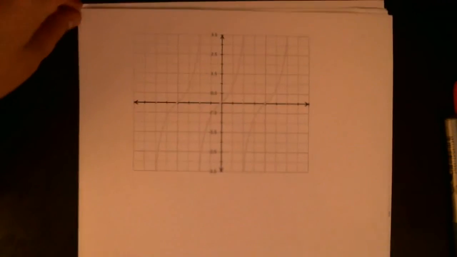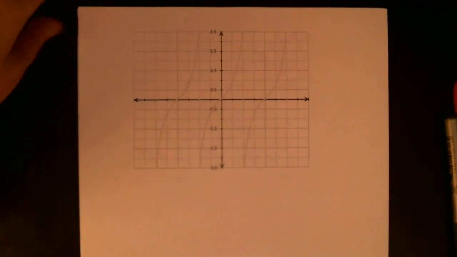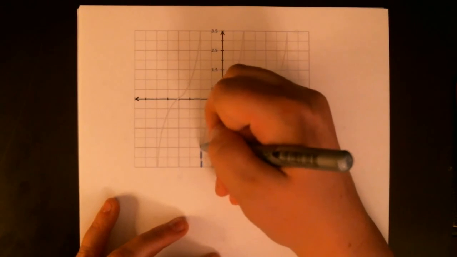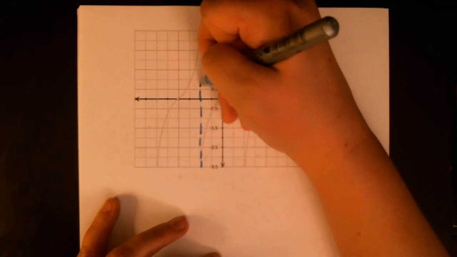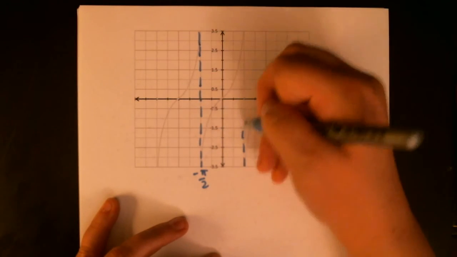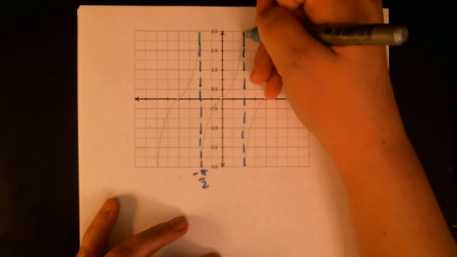Okay, let's look at tangent really quick, and then we'll get into some examples of the kind of work we'll do to practice this. Okay, so for tangent, I think this is really hard to see, but I do have my asymptotes in here. So this is negative pi over 2 to pi over 2.